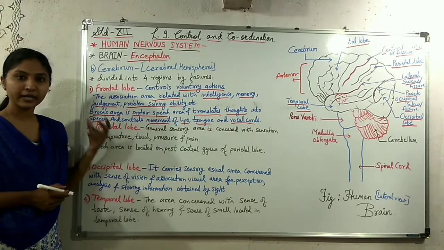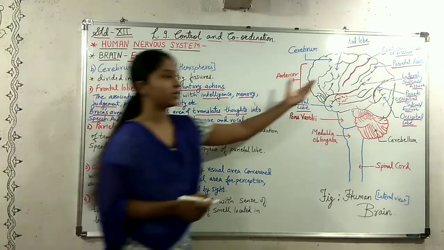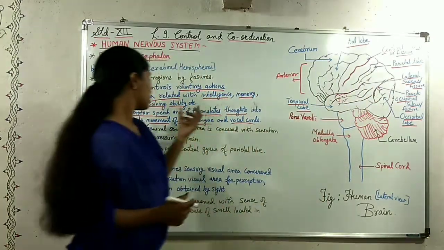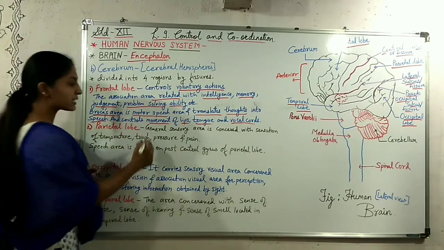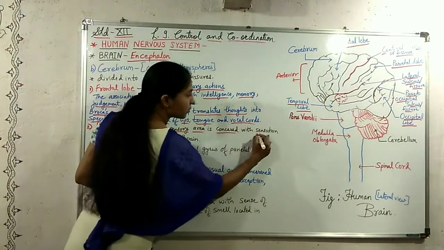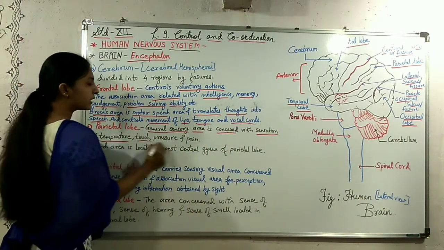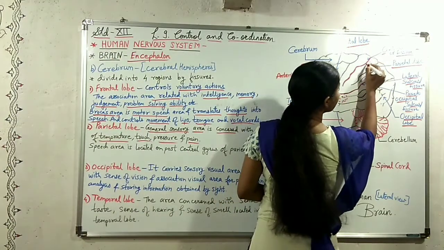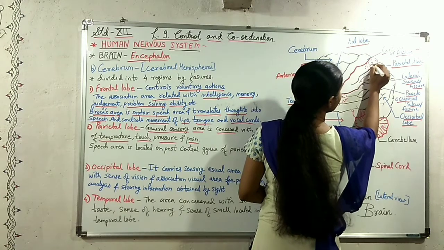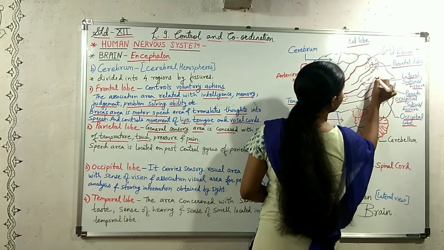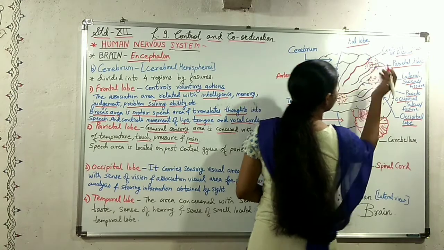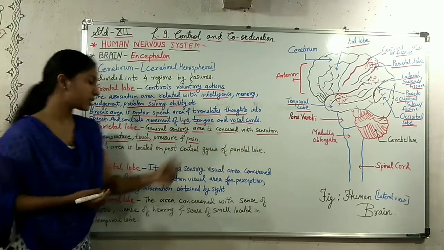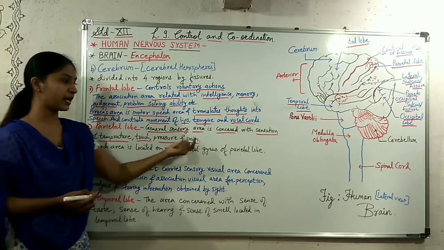The second region we saw is the parietal lobe. The posterior part of the brain here is the parietal lobe. This parietal lobe, the general sensory area, is concerned with sensation of temperature, touch, pressure and pain. So the general sensory area, which is here and here, is responsible for the sensation of temperature, touch, pressure and pain.